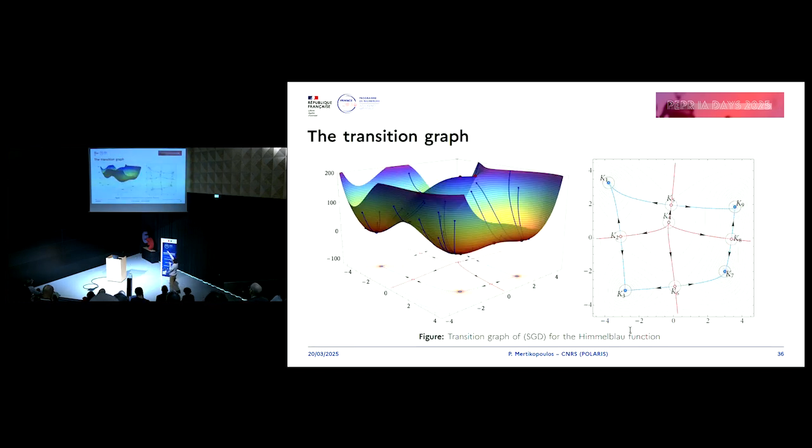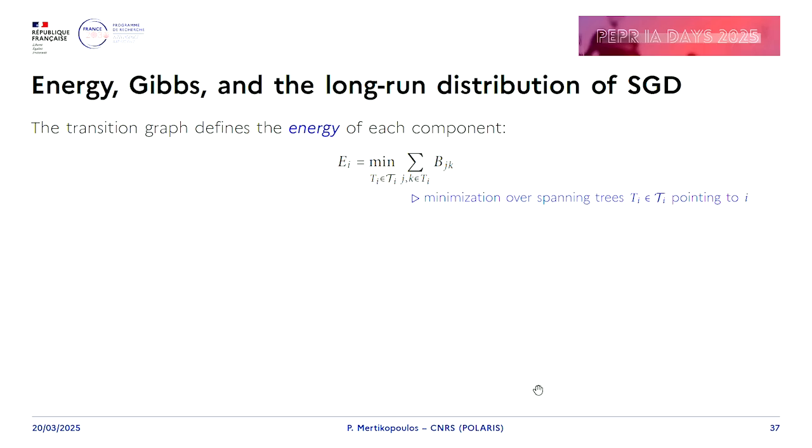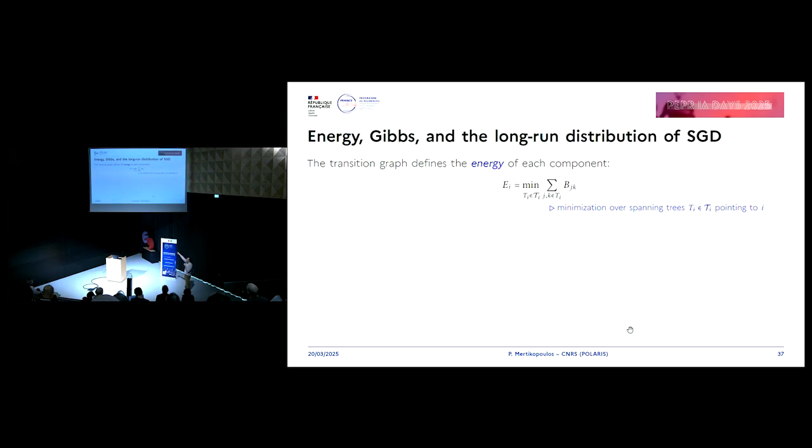All right. For the Himmelblau function that I showed you before, this is what the corresponding transition graph looks like. I mean, at least graphically, there are of course weights here which I'm not putting. But the important thing is that thanks to this graph, you can define the energy of any given critical point. And what is this energy? Long story short, it is basically the minimum cost you have to pay to get to this point from any other critical region of the function.